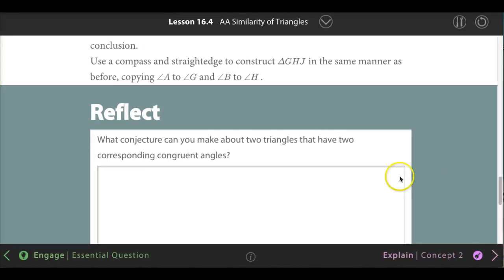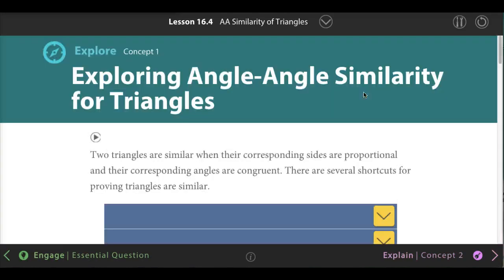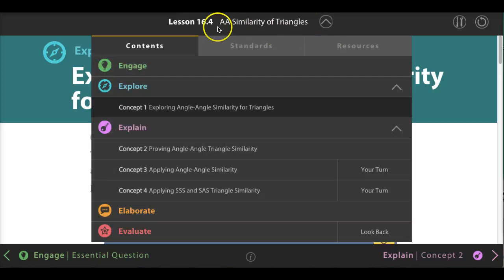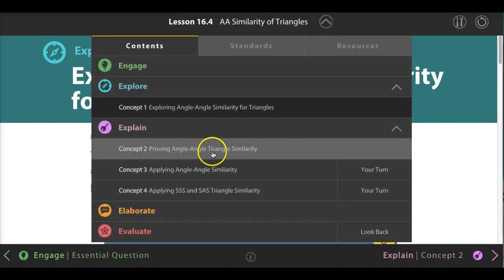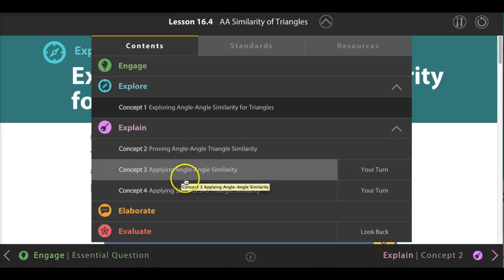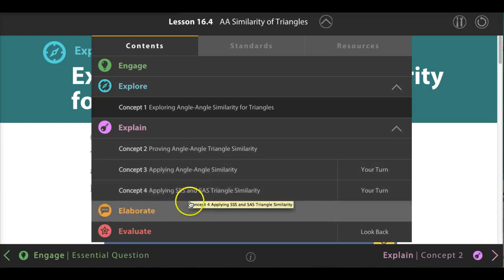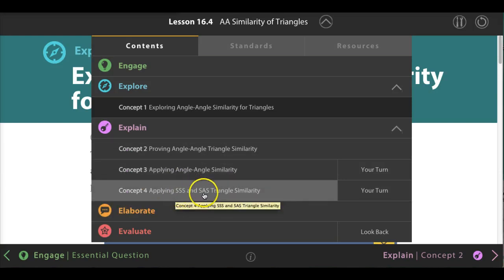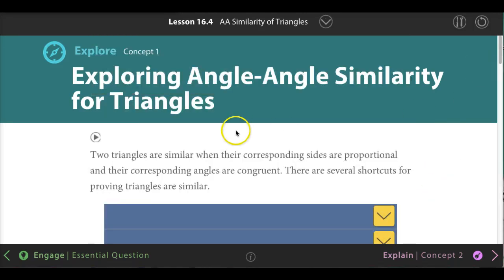So over here, of course, I want you to go through the whole textbook, but let me just go ahead and summarize for you. Basically, if you scroll down, you can see the many different things, okay? Here's AA similarity, and then there's also SSS and SAS triangle similarity. Okay, so those are the things that you are going to be learning today.